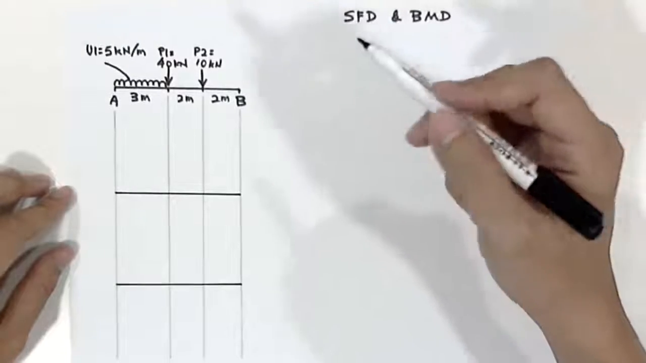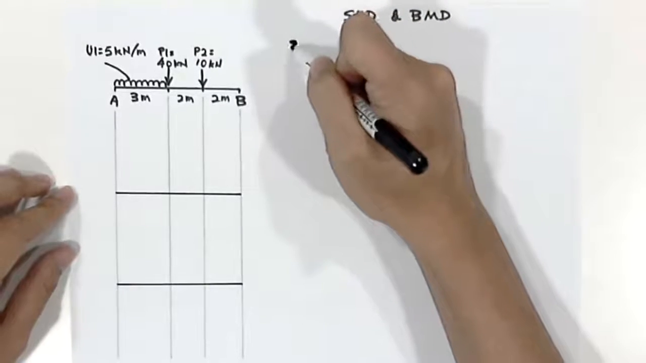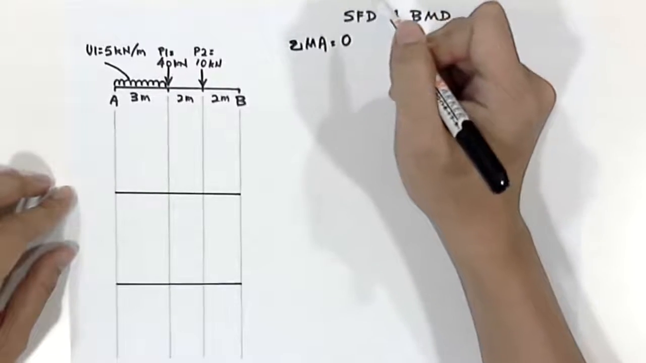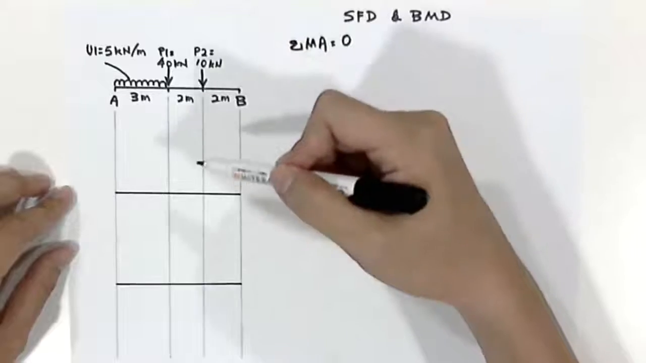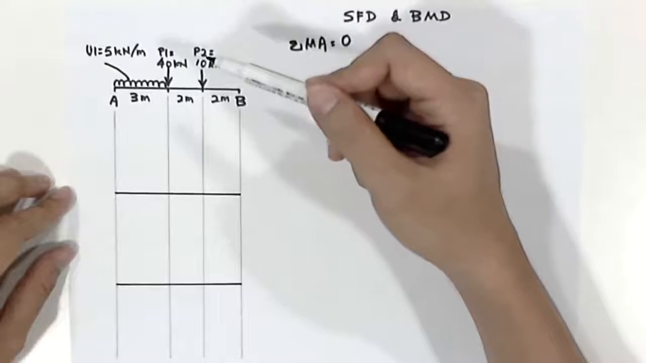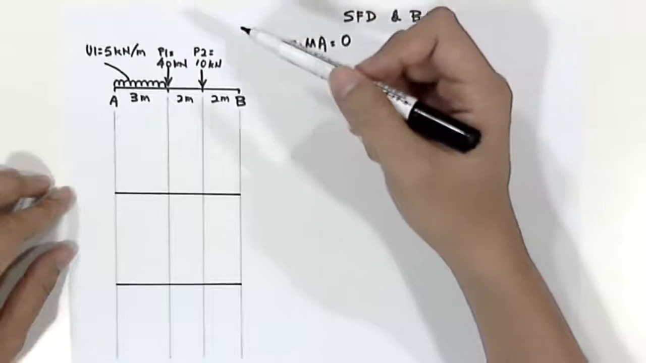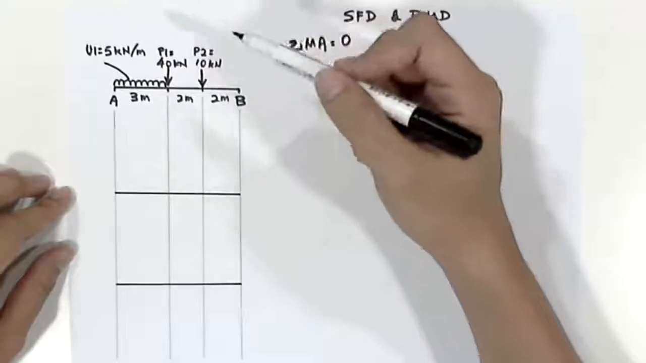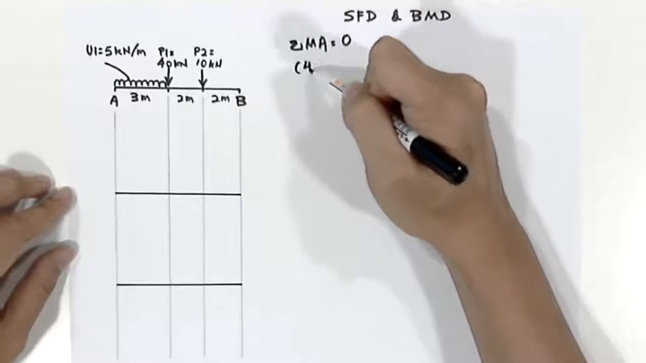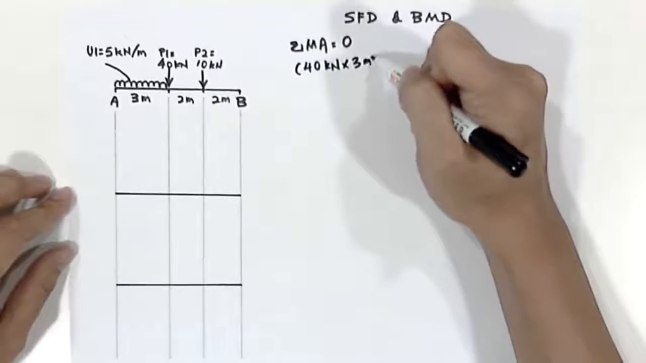So by following the equilibrium formula, we know that sigma MA equals to 0. So we'll go into calculating all the moments that will act on point A. The first moment will be coming from P1, which is 40 kilonewton times 3 meter.